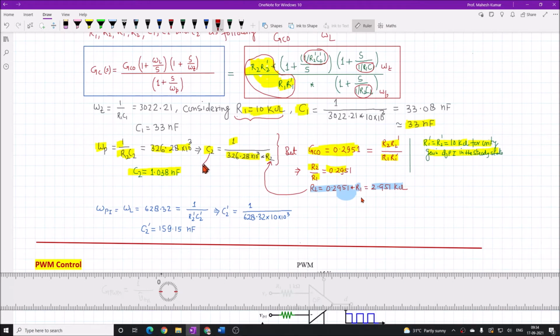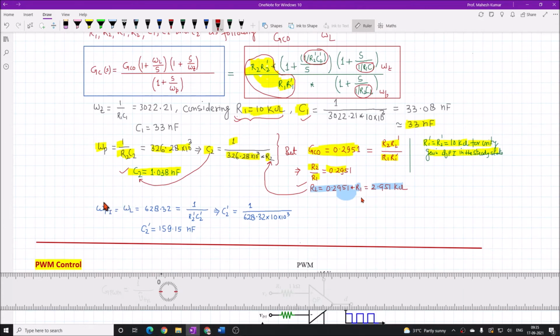And this value of C2 as 1.039. So now we have C1, R1, C2, R2. What is remaining? C2 dash. C2 dash is found by substituting this equal to omega L. 1 by R2 dash C2 dash equals omega L.